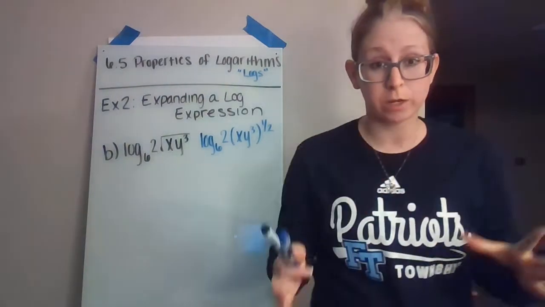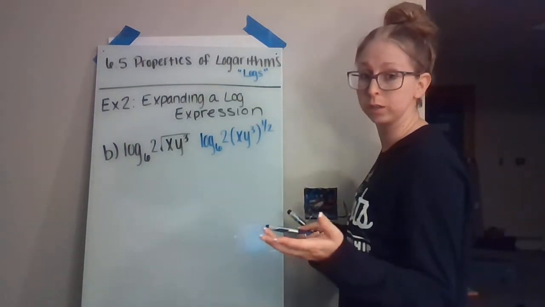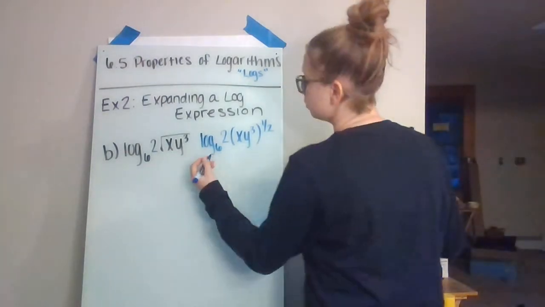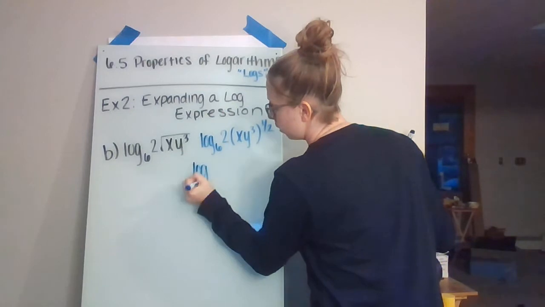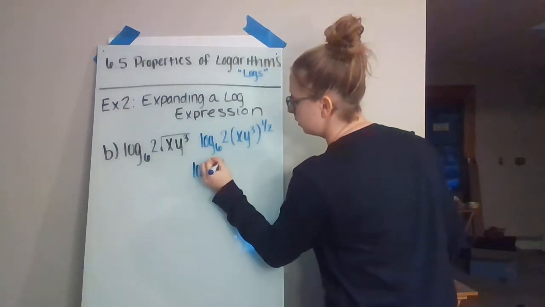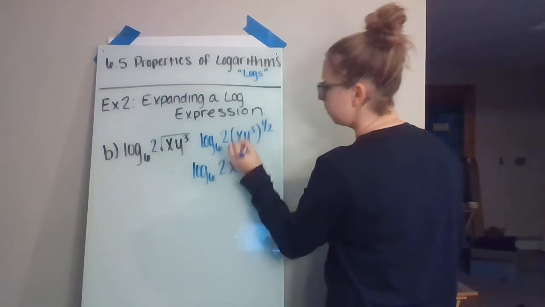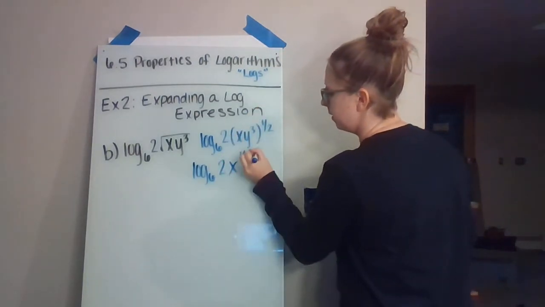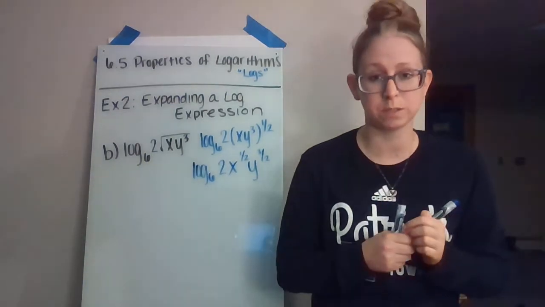Now we have to distribute it because we have to get rid of our parentheses. Okay, order of operations still, parentheses come first. So I'm just going to distribute that 1/2. Remember, when you have a power to a power, you multiply, properties of exponents. So then x to the 1/2, and y to the 3 times 1/2, which is 3/2. So there we go, I got one line. Now I can expand it.